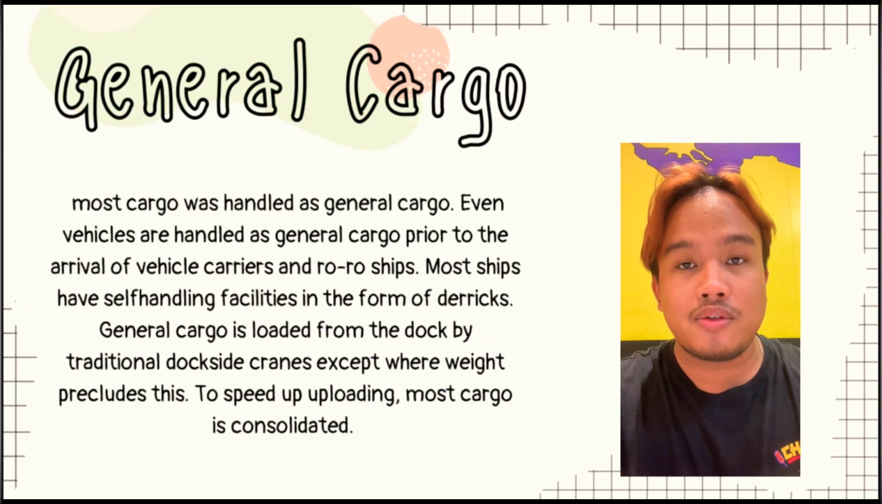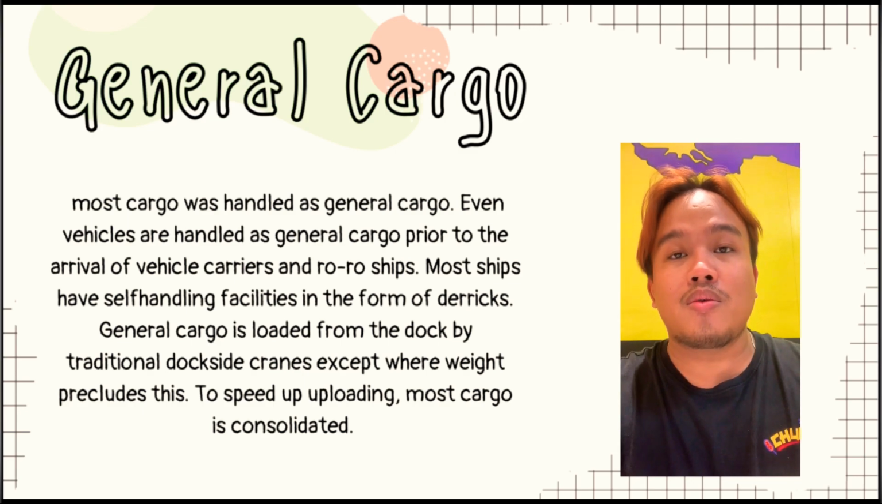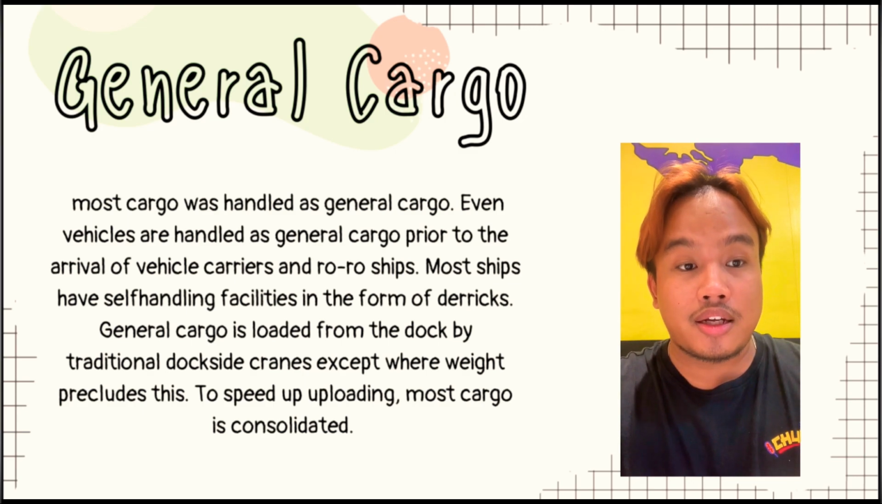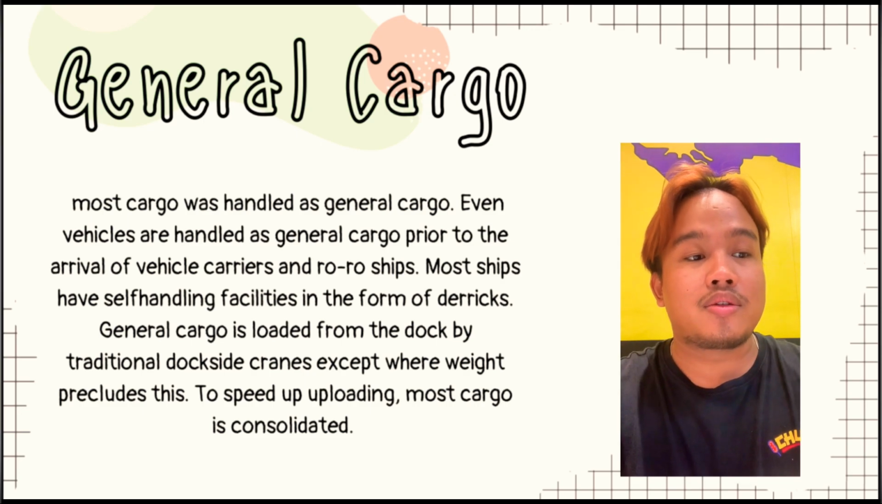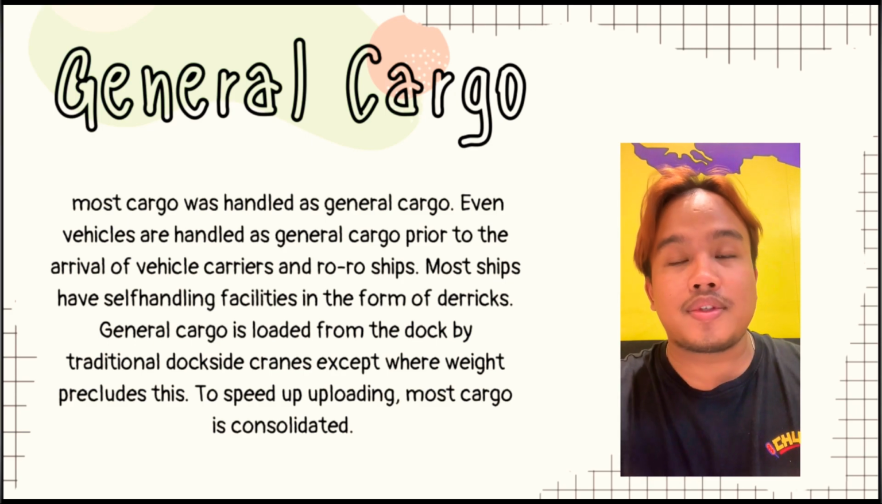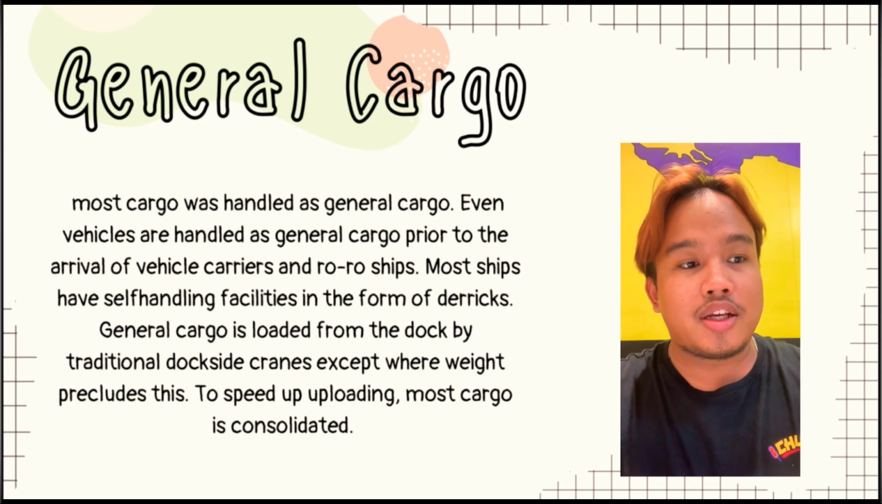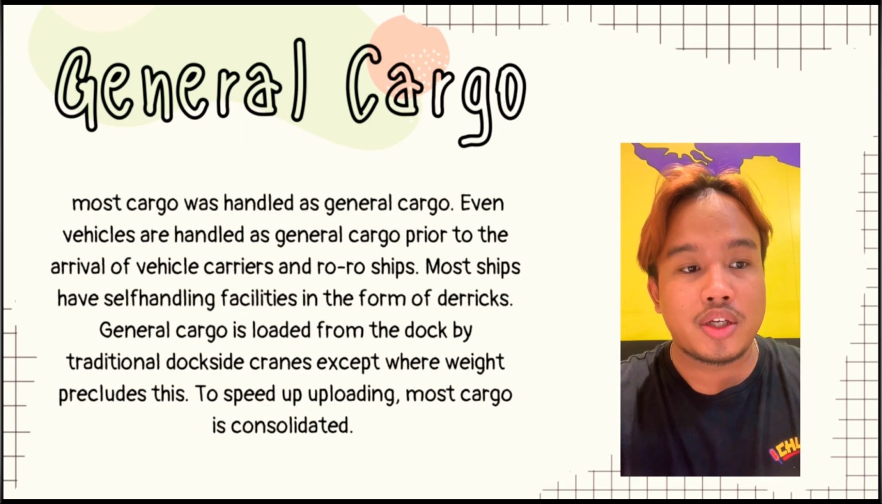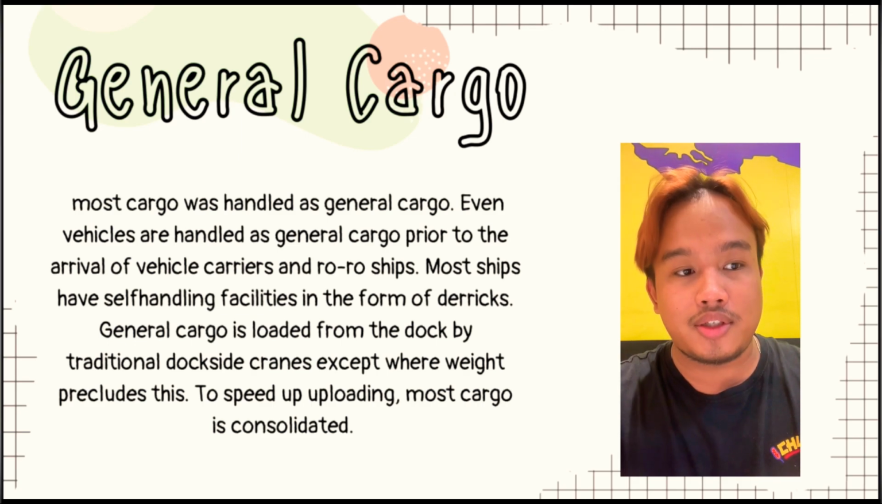For general cargo, before containerization, other than bulk, most cargo was handled as general cargo. Even vehicles were handled as general cargo prior to the arrival of vehicle carriers and ro-ro ships. Most ships have self-handling facilities in the form of derricks. General cargo is loaded from the dock by traditional dockside cranes, except where weights preclude this.